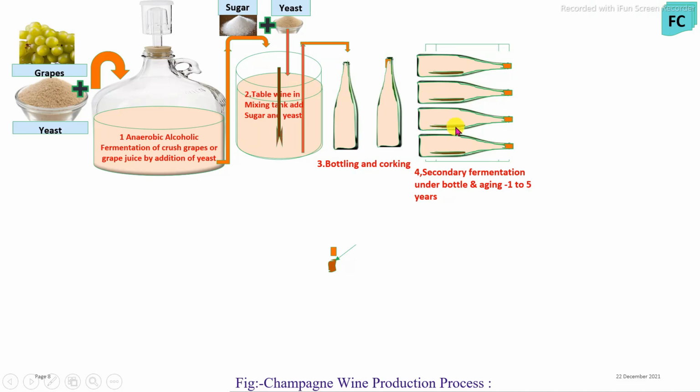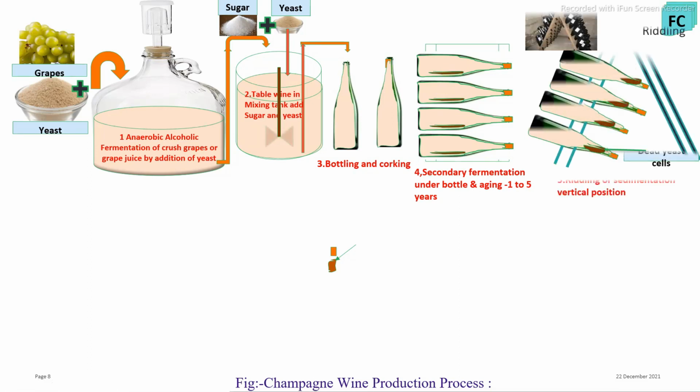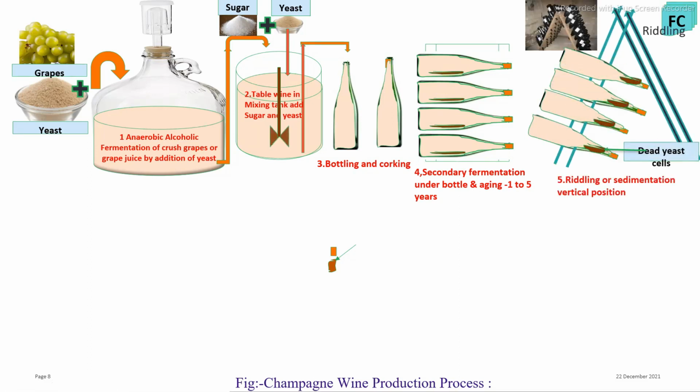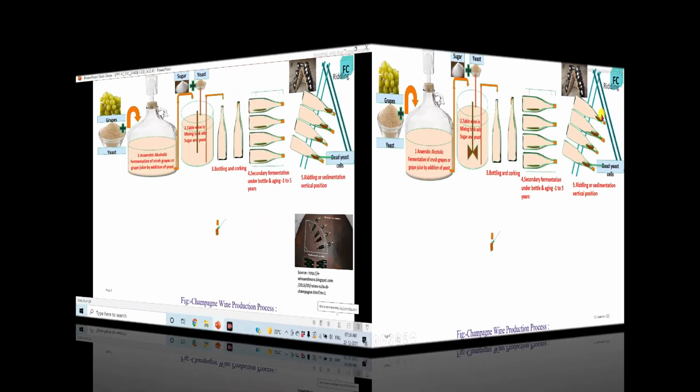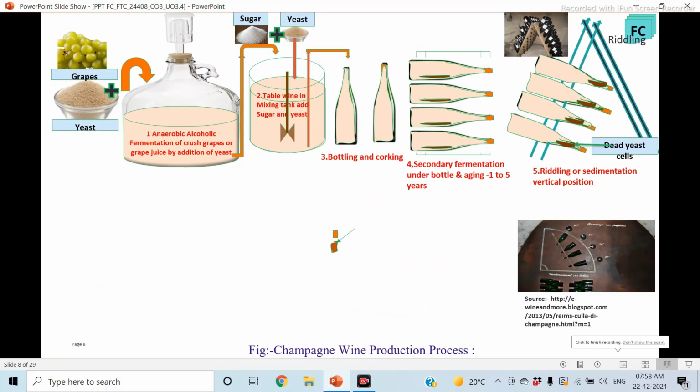You can see these are the sediment particles. This is called lees, and we need to remove these sediment particles. This is done in the riddling process. In the riddling process, step by step, you can see in this photo the initial stage, and after a specific time the bottles are transferred to the next position.